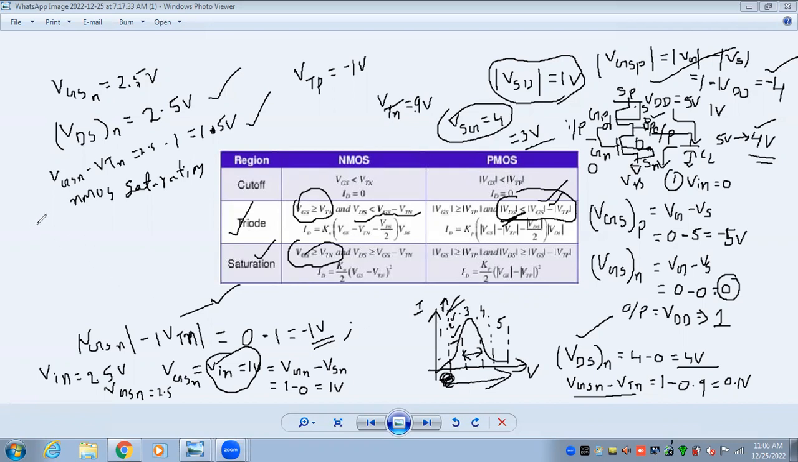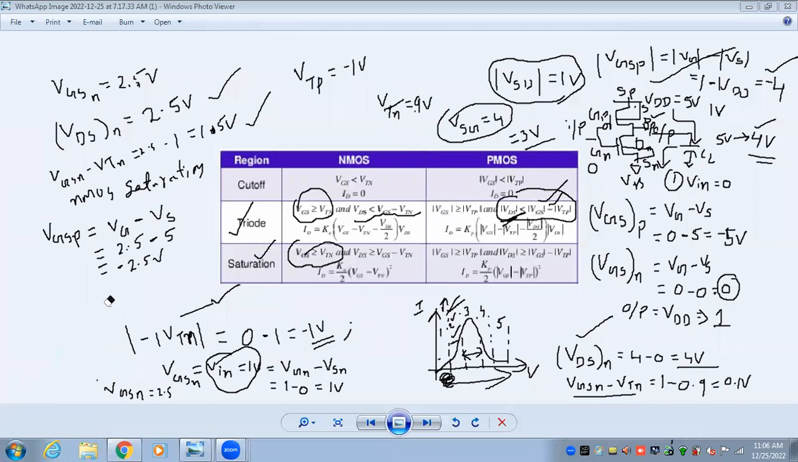What about the PMOS? If you observe, mod VDS I can take here, or mod VSG also you can take. Mod VGS of P, input is 2.5, and this is VG minus VS. For calculating the voltage, don't take mod here, take VGSP, which is nothing but VG minus VS. This is 2.5 minus VS, where VS is VDD, that is 5 volts. So we get minus 2.5 volts. So what we got, VGSP is minus 2.5 volts, right?